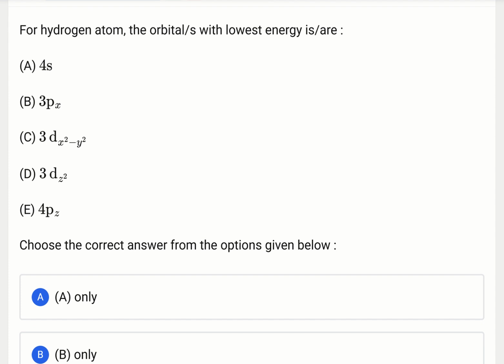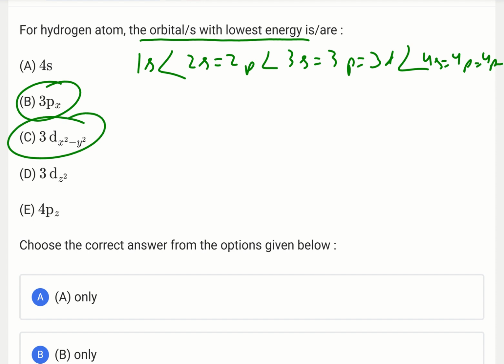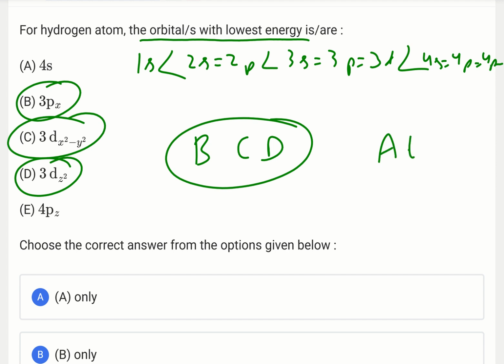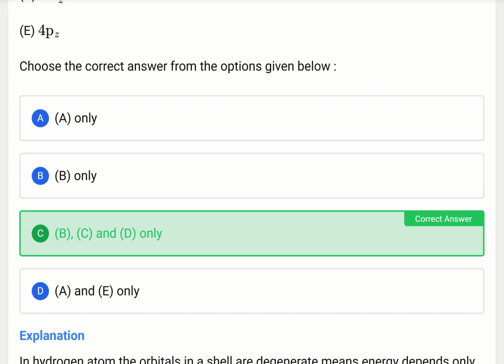Okay, for the hydrogen atom, the orbitals with the lowest energy are, if you remember the electronic configuration for the hydrogen atom, 1s, then 2s is equal to 2p, 3s is equal to 3p is equal to 3d, 4s is equal to 4p is equal to 4d is equal to 4f, like this. Now I have got 4s. For the hydrogen atom, the orbitals with the lowest energy, 3p, 3d, means B, C, D, they have the same energy, and A and E have the same energy. Energy of B, C, D is less than A and E as per the electronic configuration. So let us check the answer. B, C, D. Answer will be B, C and D. We got this answer. So again the right answer.